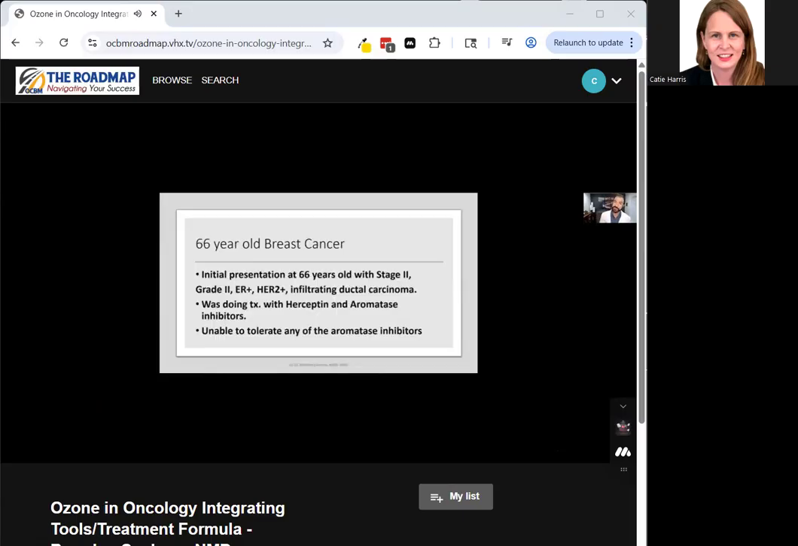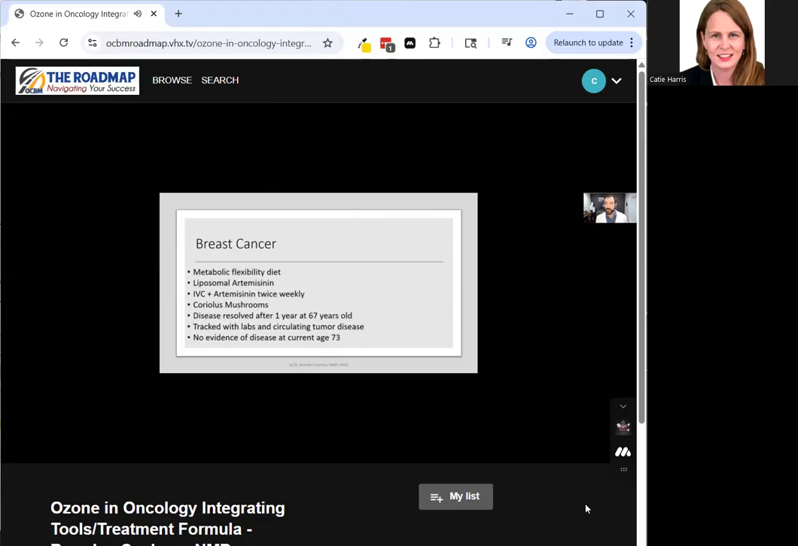Okay. Breast cancer patient. So 66-year-old patient with breast cancer, initially presented with stage 2, grade 2, ER positive, HER2 positive, infiltrating ductal carcinoma. Was doing treatment with Herceptin and aromatase inhibitors, was unable to tolerate the aromatase inhibitors. They tried multiple different forms, multiple different dosages. It didn't work. Blood pressure would shoot up, headaches, all kinds of bad things were happening.